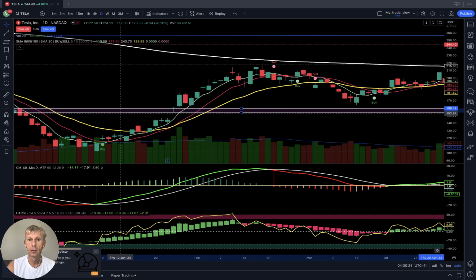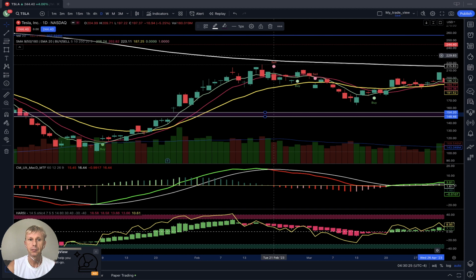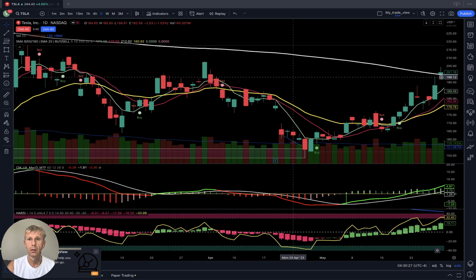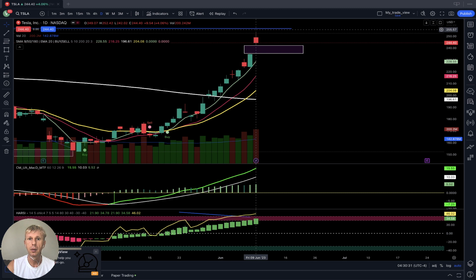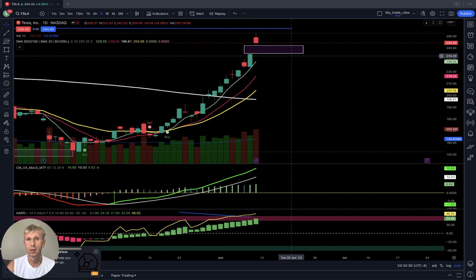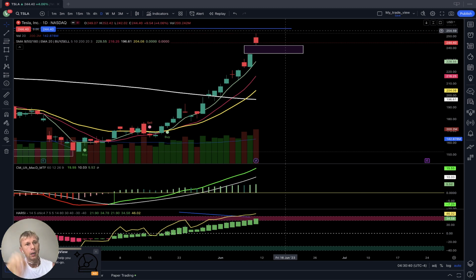Still can bounce and fill this gap, and after that it will sell off. It's absolutely possible. Here is a gap also. That's what we have with Tesla.